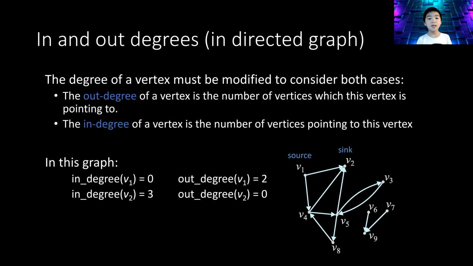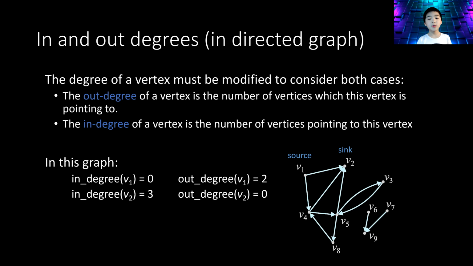For example, the in degree of V1 is 0 since no vertices are pointing to it. But the out degree of V1 is 2 because it's pointing to V2 and V4. If a vertex has in degree equal to 0, we call this vertex a source, like a faucet in a bathtub where water flows out.